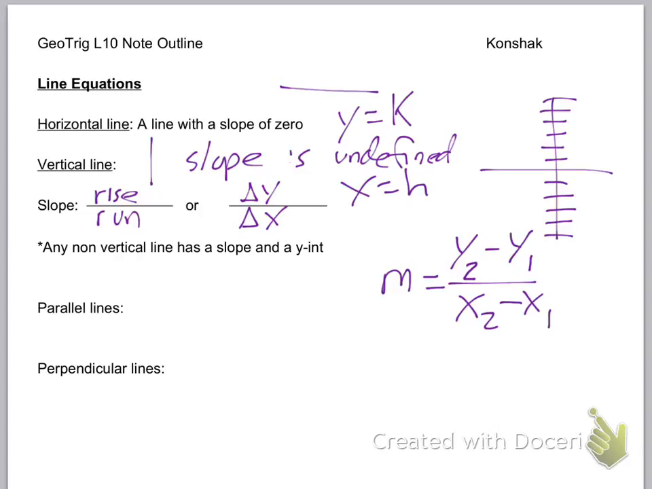There's a big note here, and the note says, any non-vertical line has a slope, and it also has a y-intercept. It doesn't matter how small or how large the slope is. It's not straight up and down, so therefore it will have a slope, and no matter where you make your first point, it will eventually have to run through the y-axis, which means you have a y-intercept.